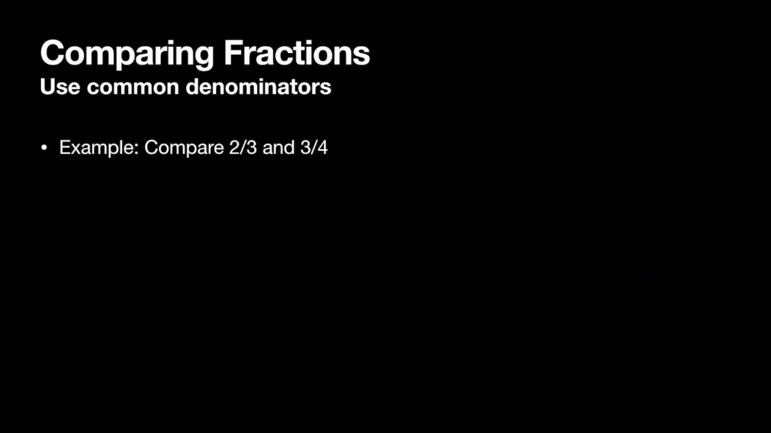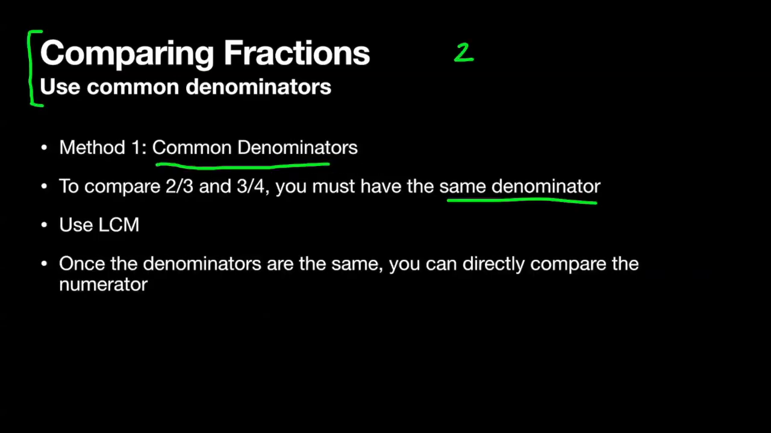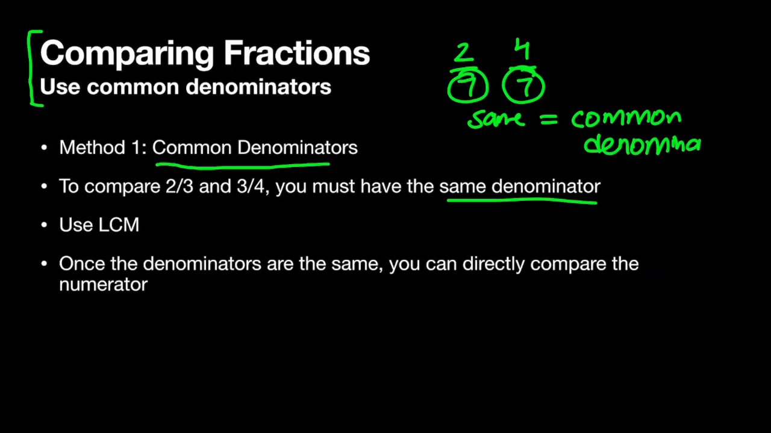So if we have two fractions, for example, 2 over 7 and 4 over 7, the denominators are the same. So this is a common denominator, right? We can only compare the value of two fractions if they have the same denominator. Only if we have a common denominator are we able to compare two fractions.